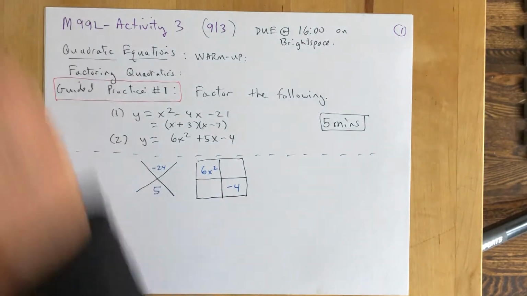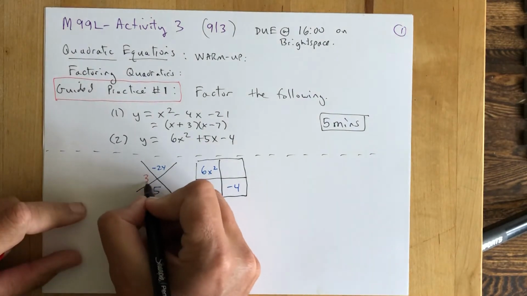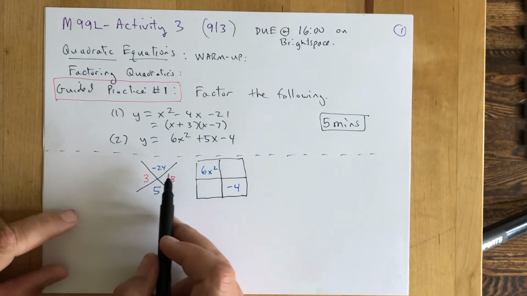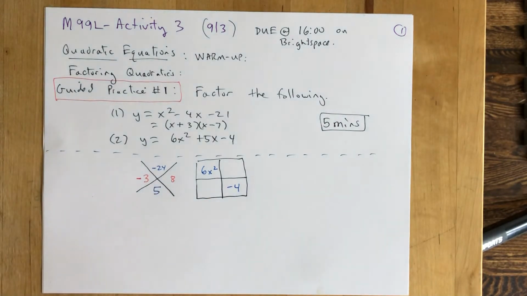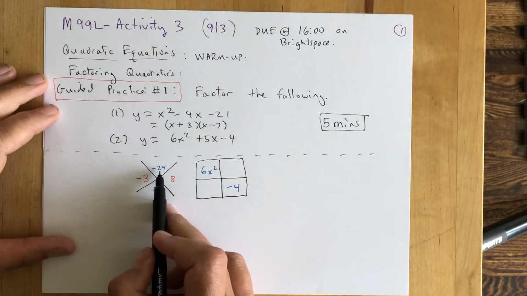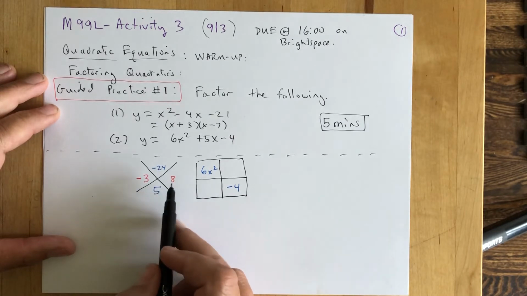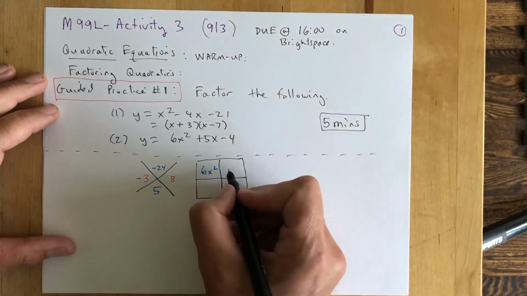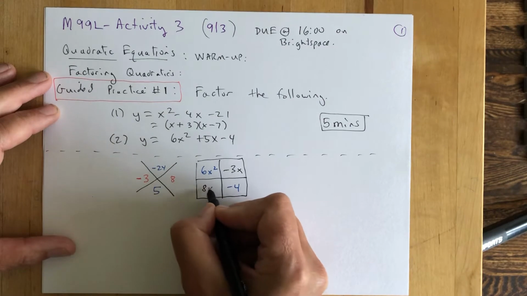And let's see, 2 and 12, no, 3 and 8, right? So 3 and 8. They have to multiply to negative 24 and add to 5, so it must be that one is negative. All right, so now we go, okay. 8 times minus 3 is minus 24, good. 8 plus minus 3 is 5, sweet. So now you take these two numbers, the minus 3 and the 8, and the order doesn't matter, you can put them either place. So I'm going to put minus 3 with an x here, and I'm going to put 8x there.